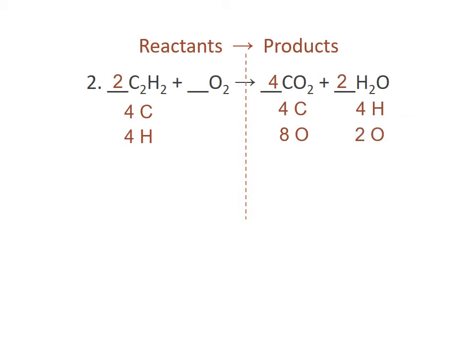Now on the product side, now that we're balancing out oxygen, I have 10 oxygen in total. So that means I'm going to need 10 oxygen on the reactant side. And to get 10 O's, I will need 5 O2s. And the reaction is now balanced.